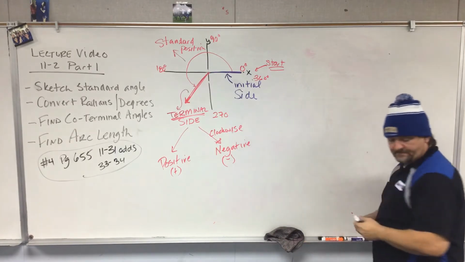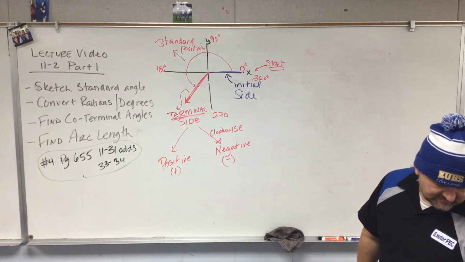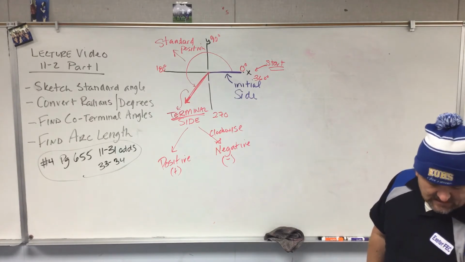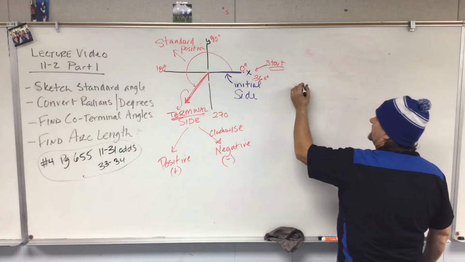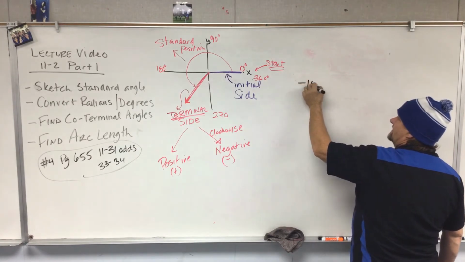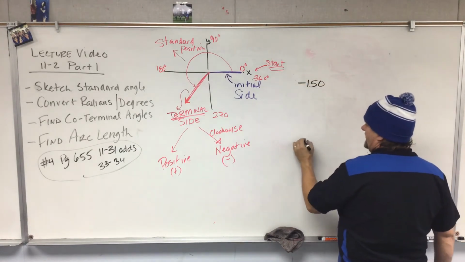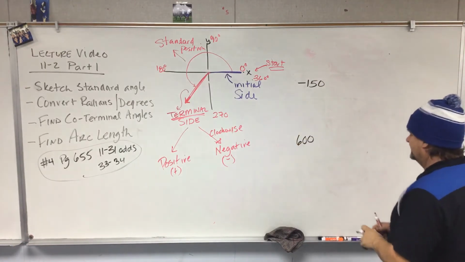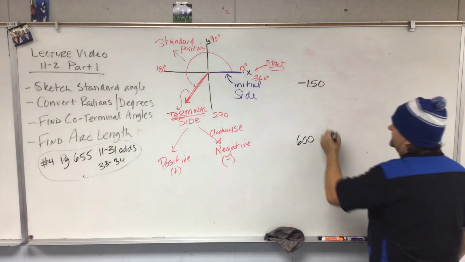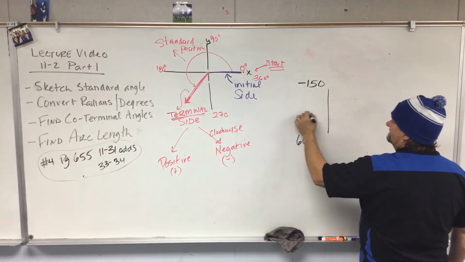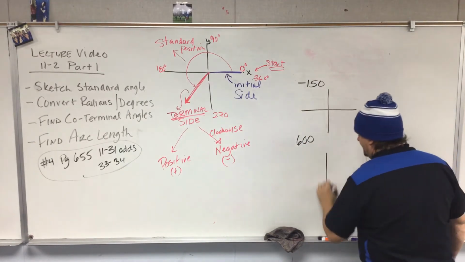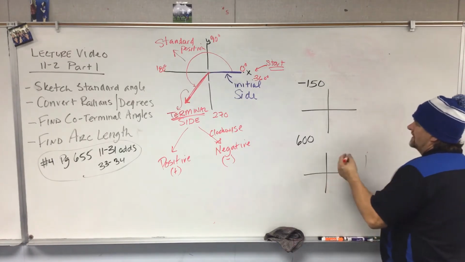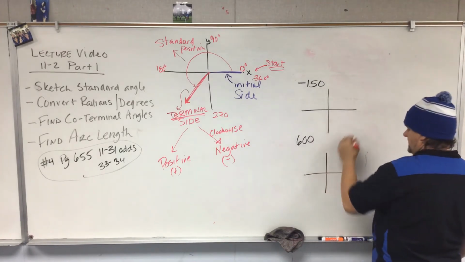So, let me throw a couple of them at you real quick. You can try them. You guys can do, real quickly, negative 150 and 600. So I'll give you a few seconds to do those, and then I'll have you answer them. If you want to stop the video, you can. If not, we can work with it.